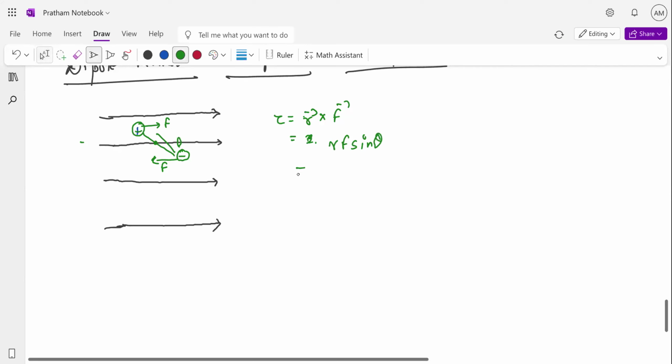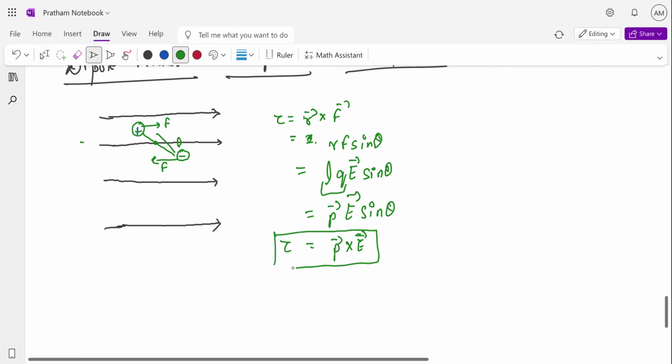So what is R here? R is the distance, so L. What is force? F is nothing but Q multiplied by electric field. What is sine theta? You have to just keep it like this. What is this? P, dipole moment, electric field, and sine theta. What you got in final torque? Torque comes out to be P cross E. I just removed the sine theta. Understood this part? Yes.